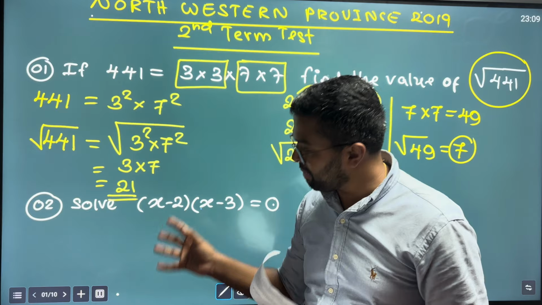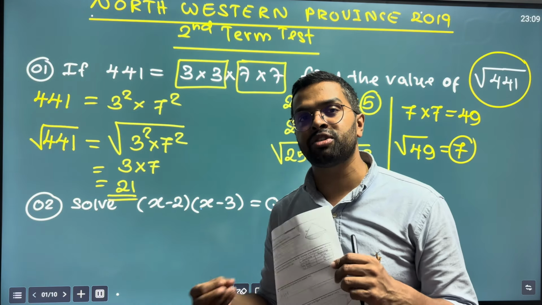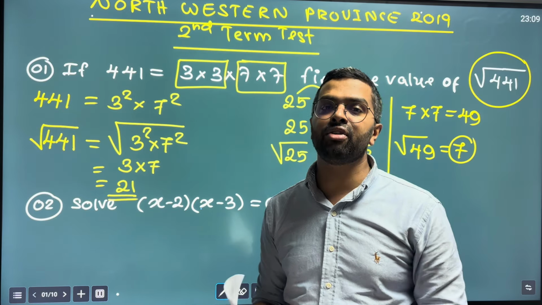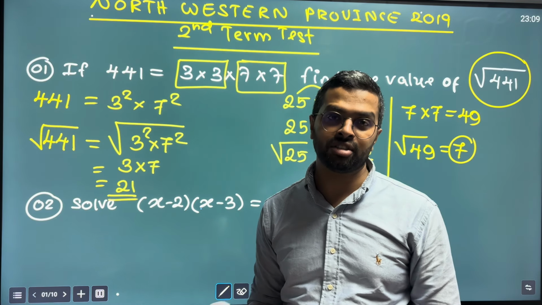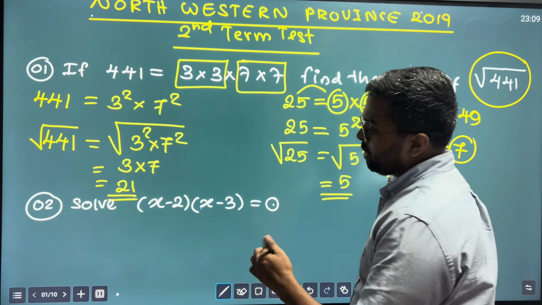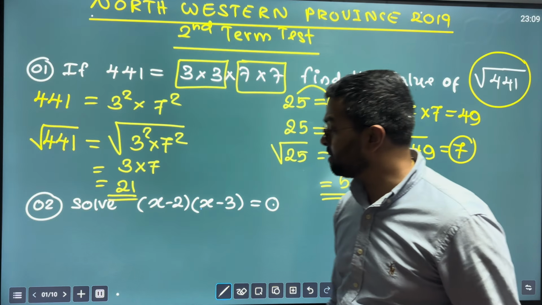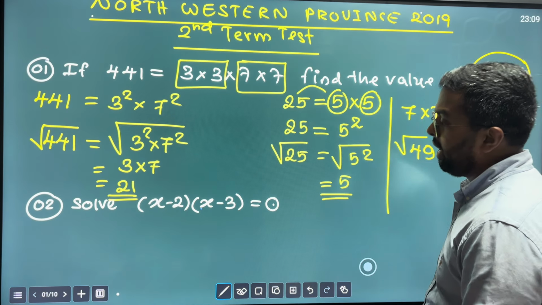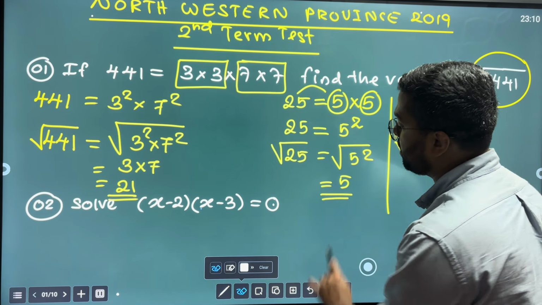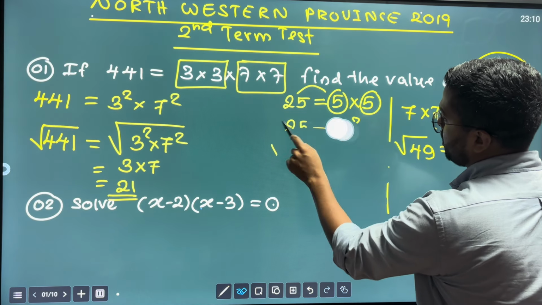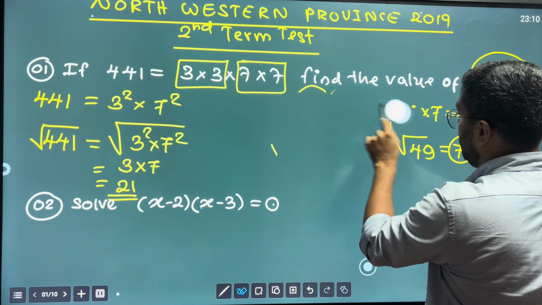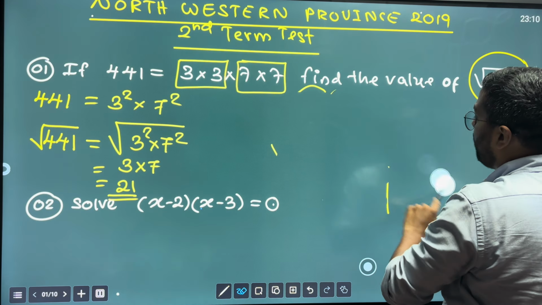So the best is to do these questions by yourself first and then refer to the video and check whether your answer is correct. Right. The second question: x minus 2 times x minus 3 is equal to 0. So solve. What is asked here is to find the value of x.